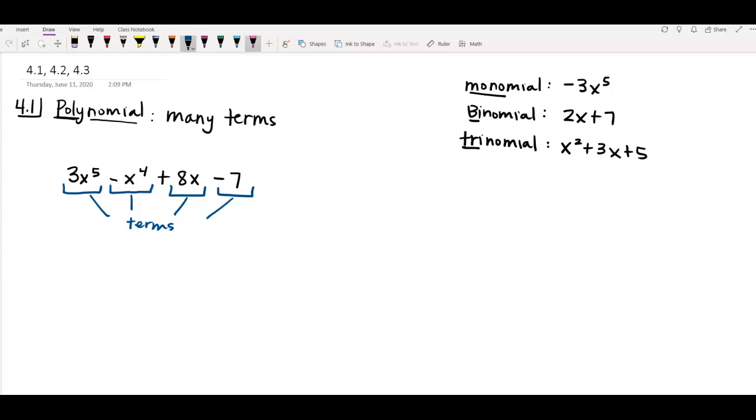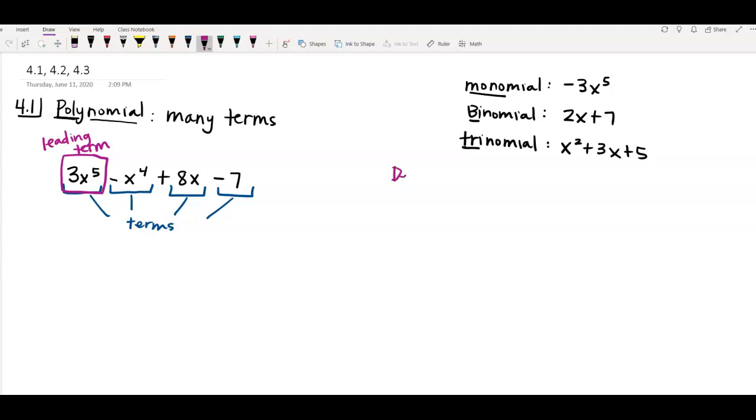Now, this very first term here is called the leading term. And we first have to make sure that things are in descending order before we can pick out what that leading term is. Descending order means that you're going from highest exponent to smallest exponent.